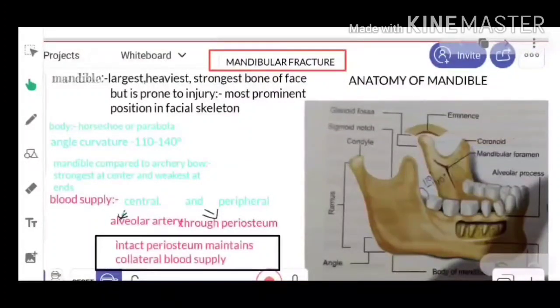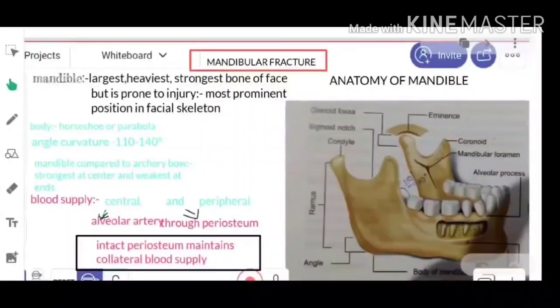in TMJ. Now, the body of the mandible is horseshoe and parabola shaped. This angular curvature is 110 to 140 degrees. The mandible is compared to an archery bow. Why? Because it is strongest at the center and weakest at the ends.